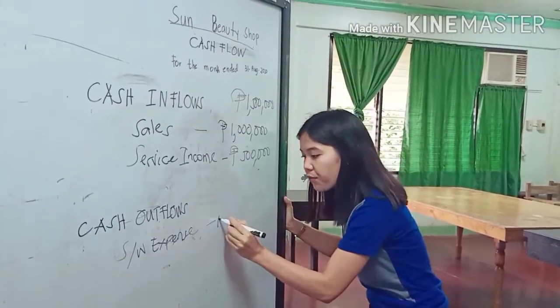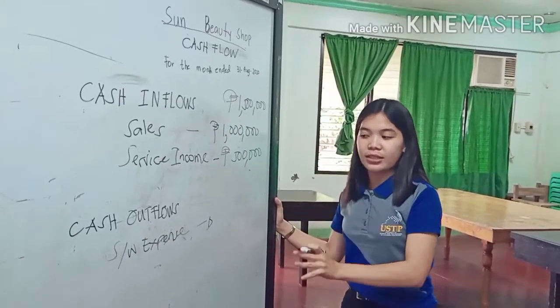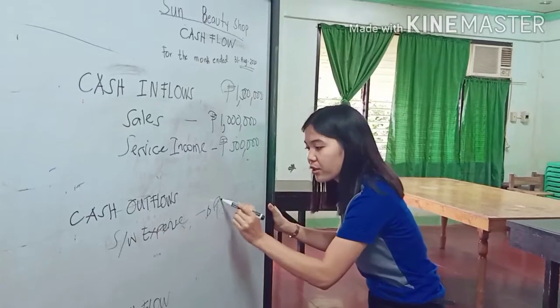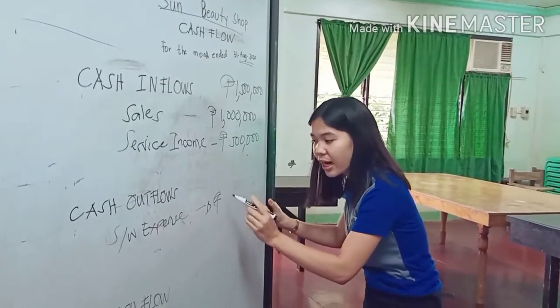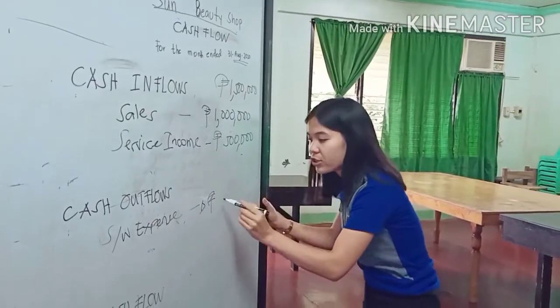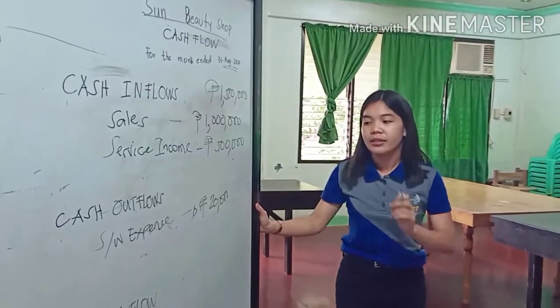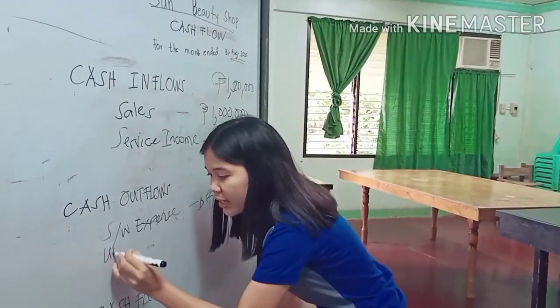For example, you have your salaries and wages expense. This is for the month of August. So, for example, their monthly salaries and wages is 20,000. Then, just write 20,000 here. Next one is utility expense.